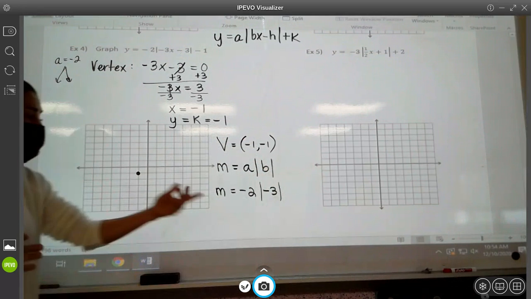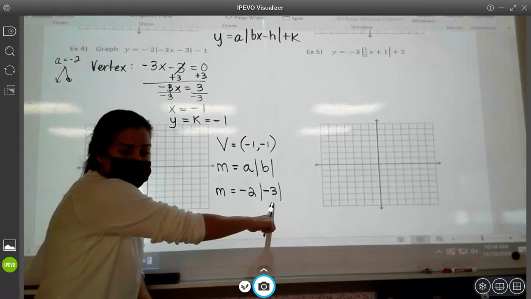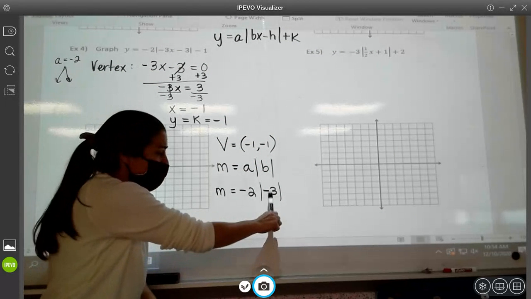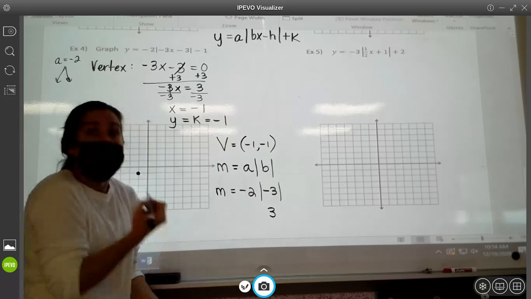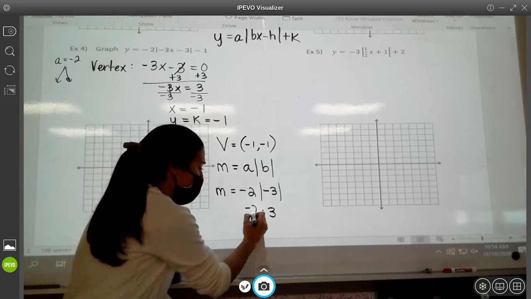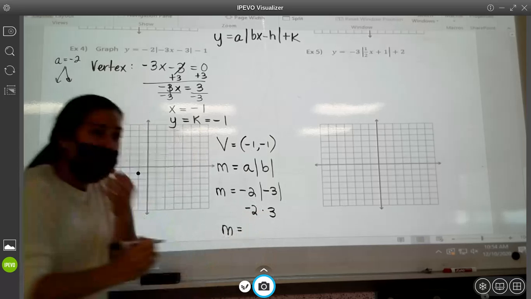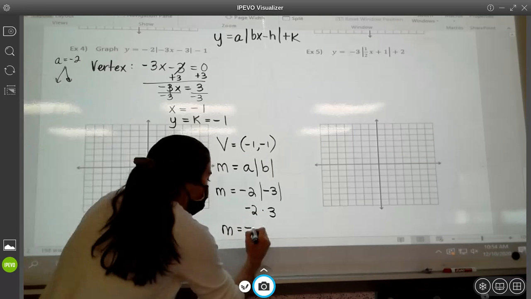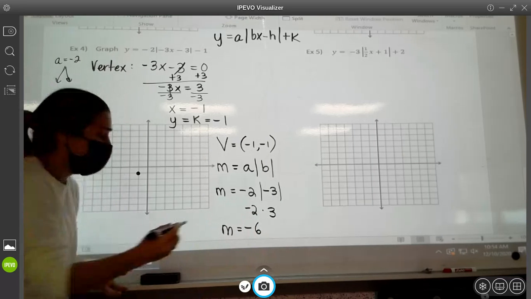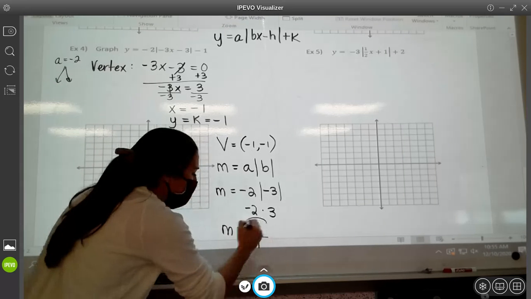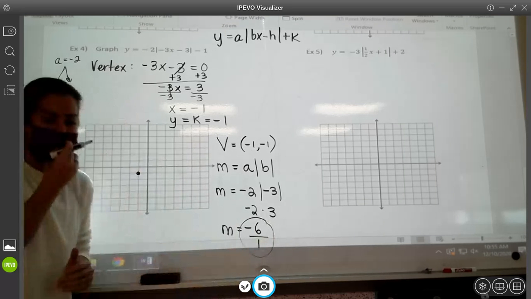Okay, all right, so now we just do this. So first you do the absolute value. The absolute value of -3 is 3, right? And then you're going to times it with -2, so our slope ends up being -6. But we do want our slope to be a fraction, so don't be afraid to put a 1 under it so you have that rise run number, okay?